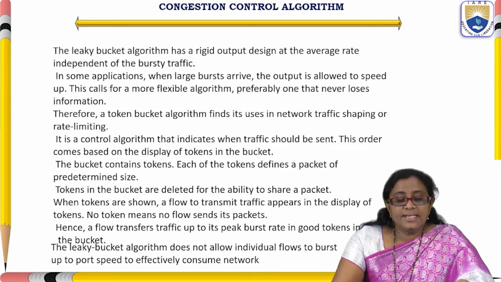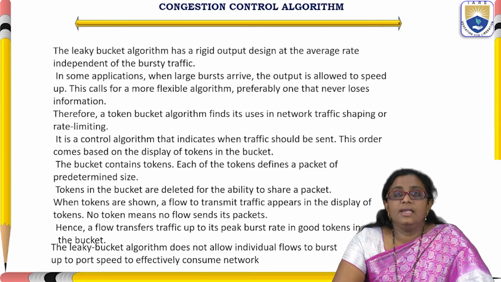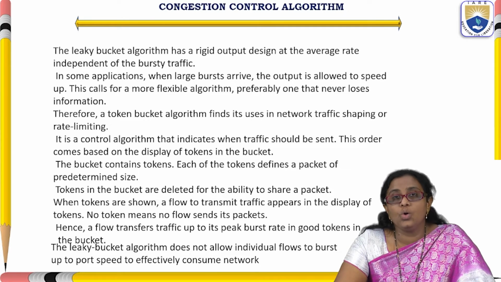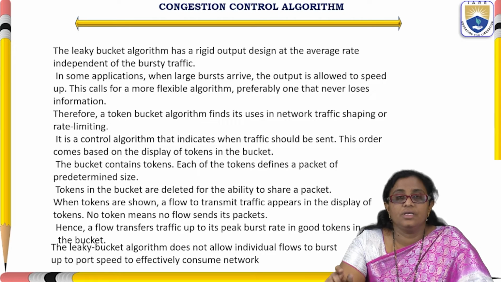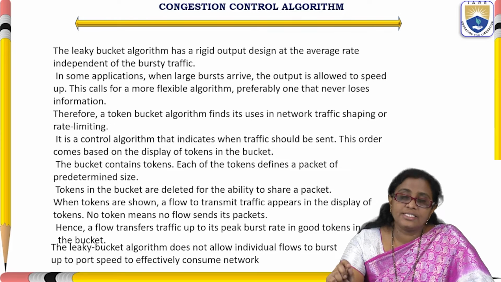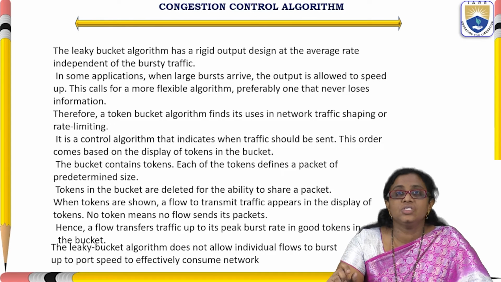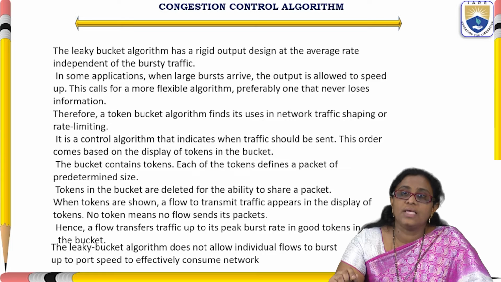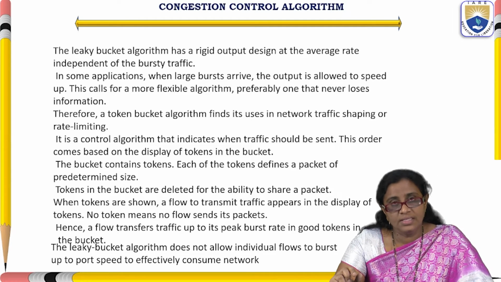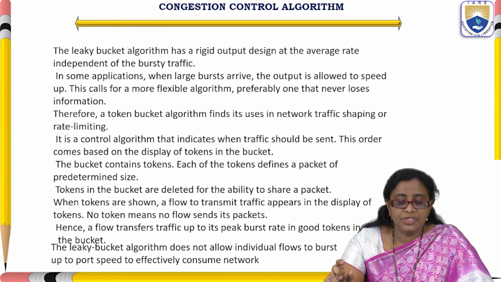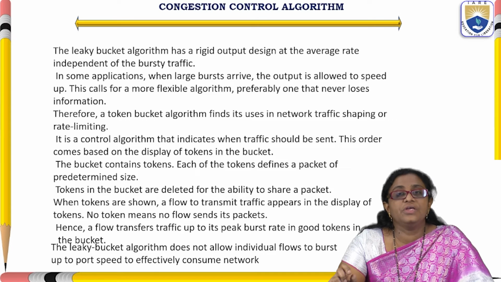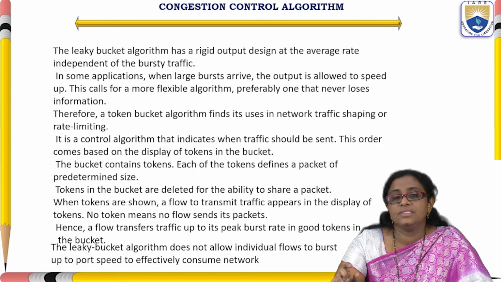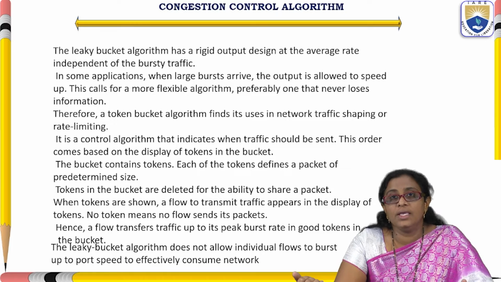And coming to the next point, the leaky bucket algorithm has a rapid output design at the average rate, which should be independent of bursty heavy traffic. As a second point, in some applications, when a large burst arrives, the output is allowed to speed up. This calls for a more flexible algorithm, preferably one that never loses information. Therefore, a token bucket algorithm finds its uses in network traffic shaping or rate limiting of packets, either by means of an inflow or outgoing protocol.